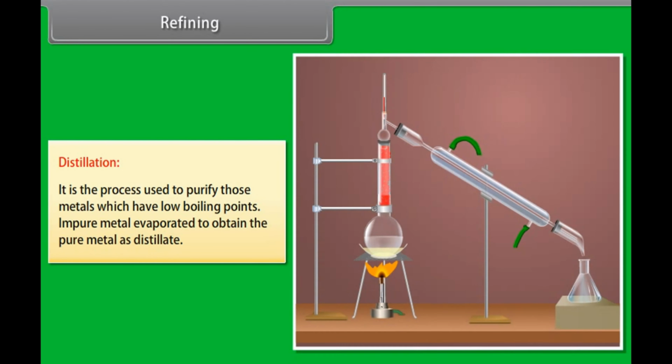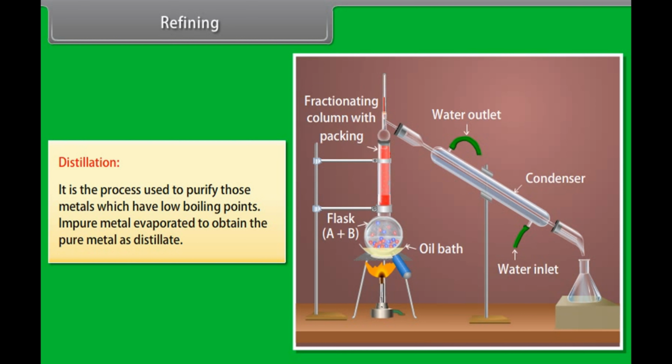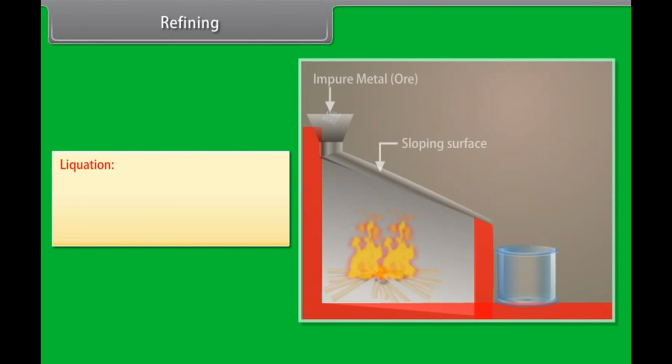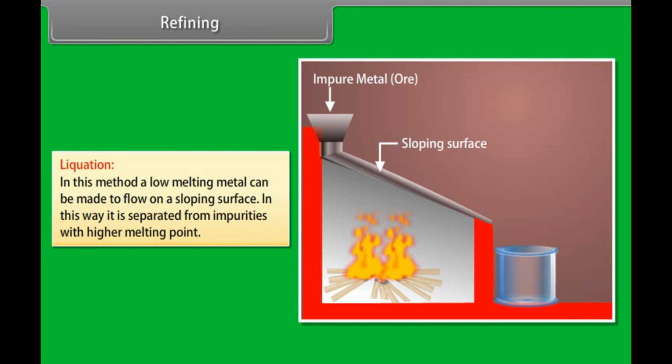Distillation. It is the process used to purify those metals which have low boiling points. Impure metal is evaporated to obtain the pure metal as distillate. For example, zinc and mercury. Liquefaction. In this method, a low melting metal can be made to flow on a sloping surface. In this way, it is separated from impurities with higher melting point, for example, tin.